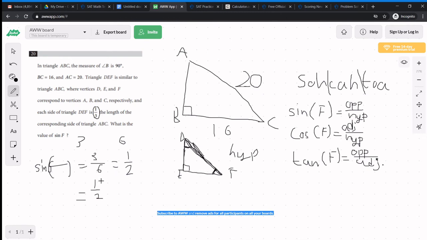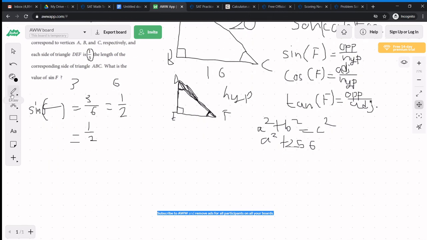Because you're dealing with a ratio, and you're dividing all the side lengths by the same number, the sine is going to be the exact same thing. Alright? So all we need to figure out now is the sine of f. So how do we get this AB side? That's where the Pythagorean theorem comes in. A squared plus B squared equals C squared. A squared plus B squared, 16 squared is 256. And lastly, C squared, 20 squared is 400.